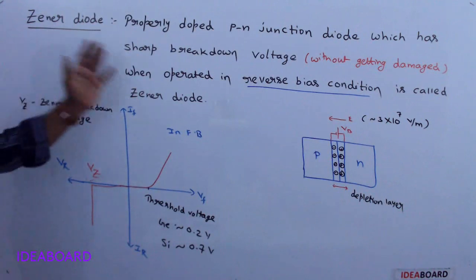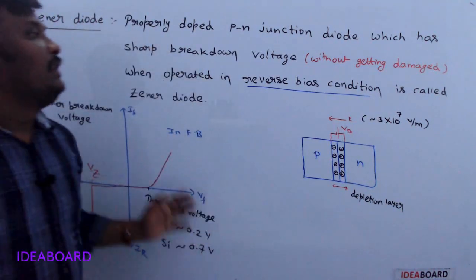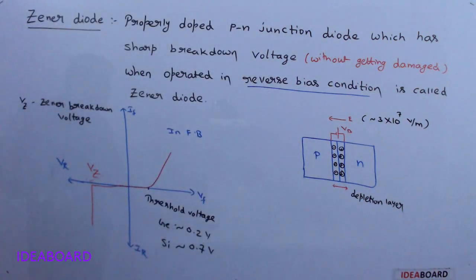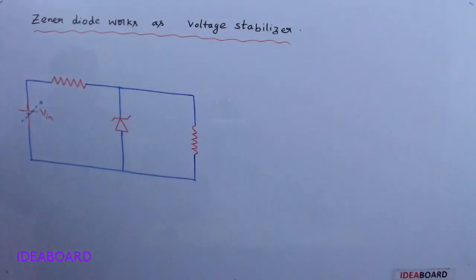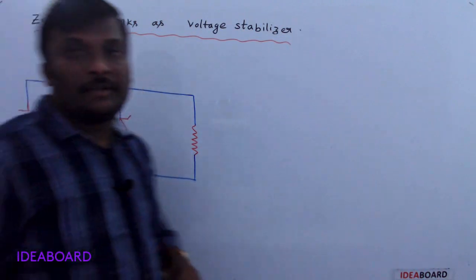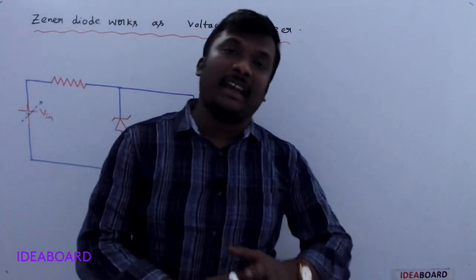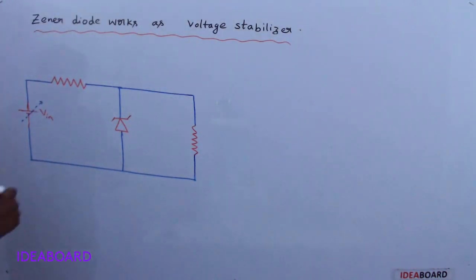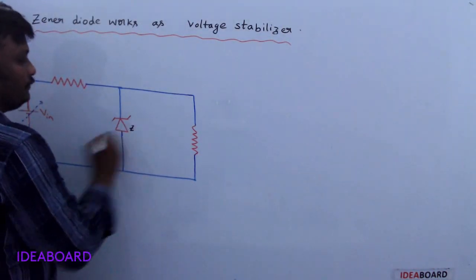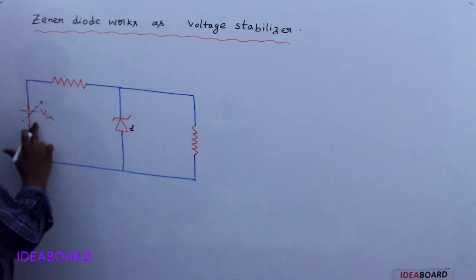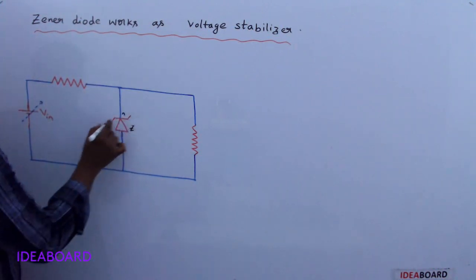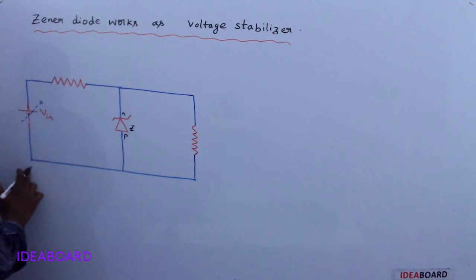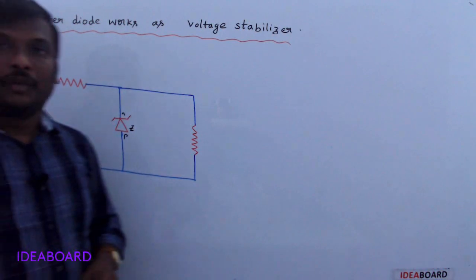Before that, just write down all this information. So this is the circuit arrangement for the Zener diode working as a voltage regulator. In this, this is the Zener diode, connected in reverse bias. Reverse bias means the N side is connected to the positive terminal of the battery and the P side is connected to the negative terminal of the battery.